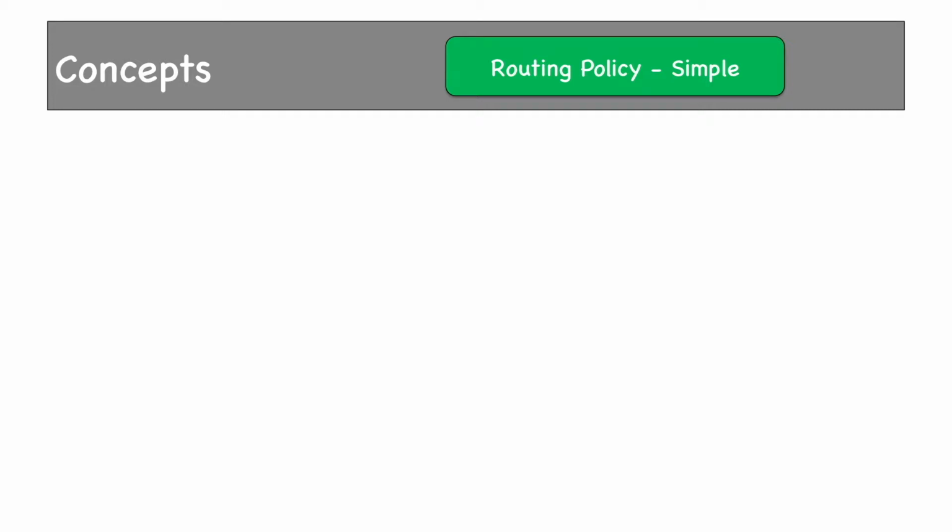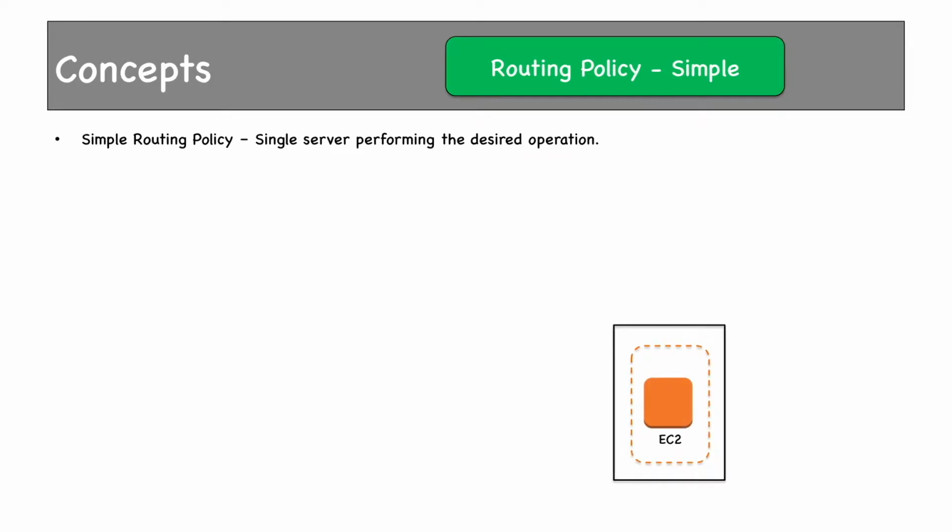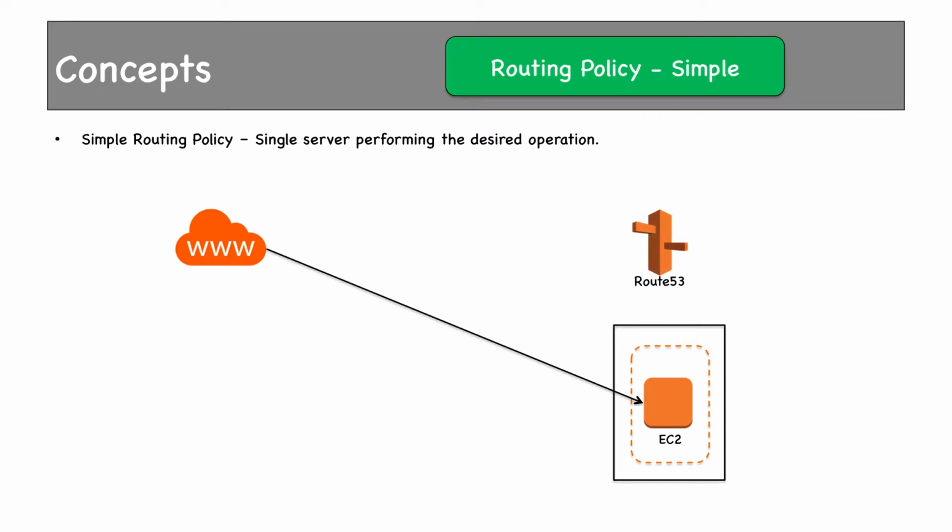Routing policy is one of the very important and useful features of Route 53. First one is simple routing policy. It is very simple. We have our EC2 instance running an application behind a subnet inside of a VPC and internet. Then Route 53. Internet wants to talk to this EC2 instance, but we are using a domain name.